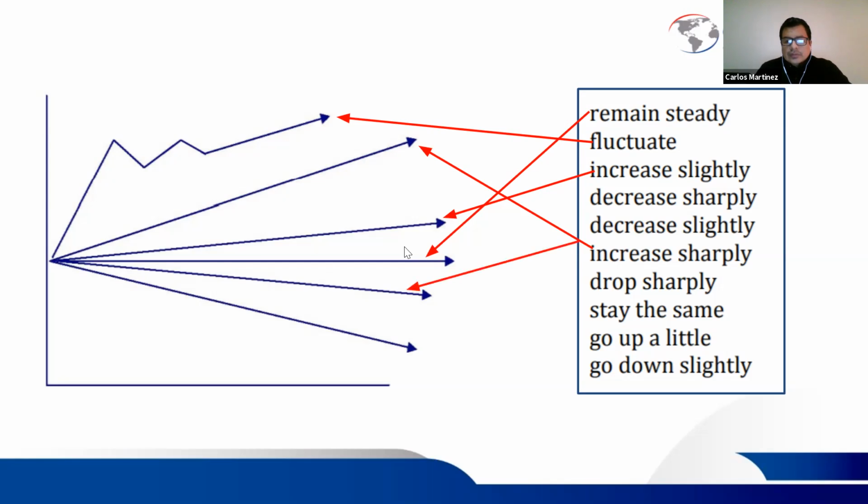Next, notice decrease. Now this is the opposite of increase. Okay, it's going down, but the angle is not so much. So it's decreasing slightly. It's a slight decrease. But notice the last one. This is the opposite of this one here.